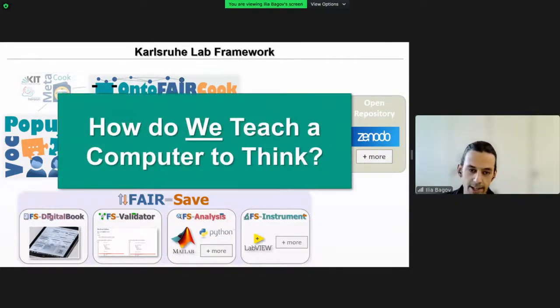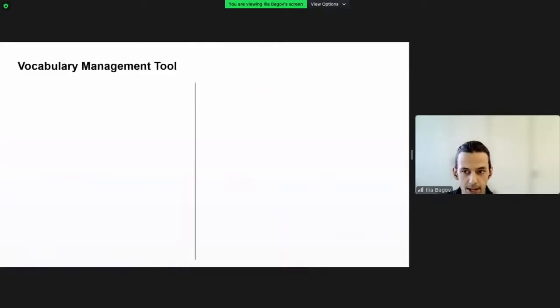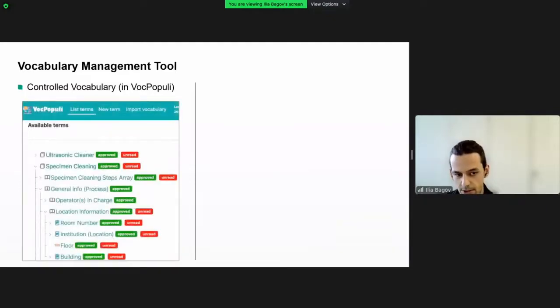Or in a more technical manner, how do we generate FAIR machine-readable data and metadata with the help of controlled vocabularies? Now, before I dive into Voc Populi itself, I first wanted to start with 2 simple definitions. The first one being that of controlled vocabularies, or at least the way which we see them in our group. Now, controlled vocabularies are basically lists of terms.